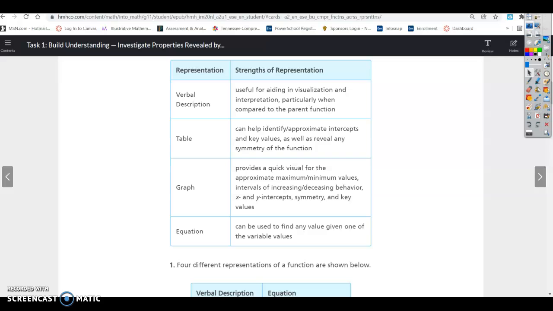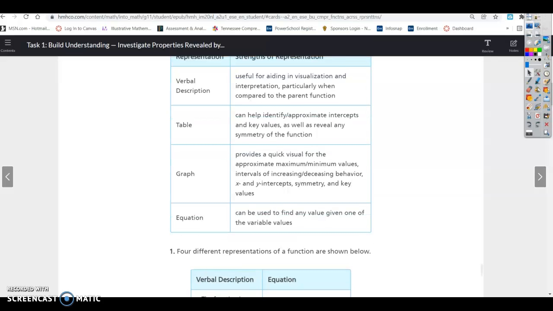The table can help identify or approximate intercepts and key values, as well as reveal any symmetry of the function. A graph provides a quick visual for the approximate minimum or maximum values, intervals of increasing and decreasing, your end behaviors, your x and y intercepts, if it has any kind of symmetry, and any other kind of key values or key characteristics. An equation can be used to find any value given one of the variable values.